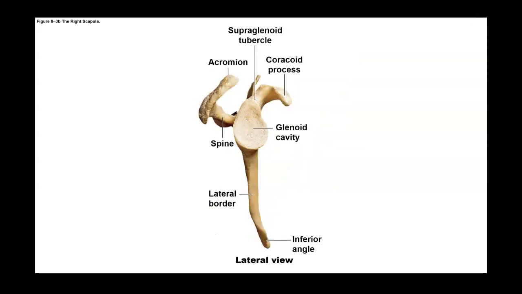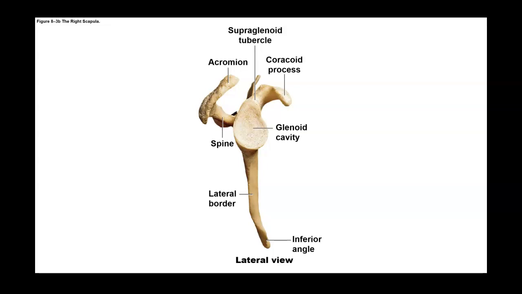This is looking at it from a view that would be from the lateral side, so you're looking in, and this is going to be where that humerus is going to articulate with that scapula to help bring these bones together. So it helps connect the axial skeleton with that appendicular skeleton of the upper body.